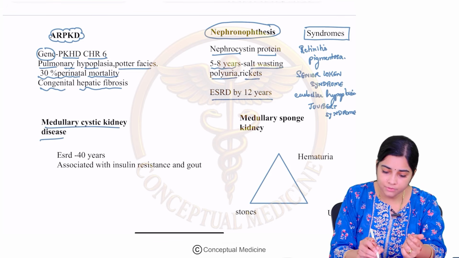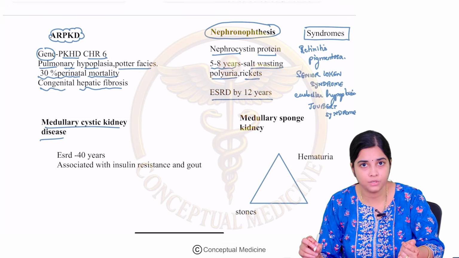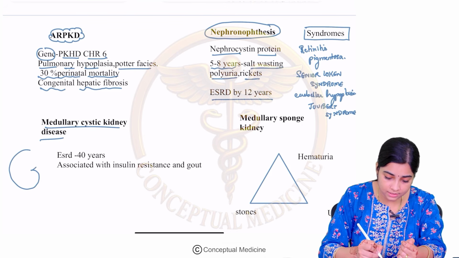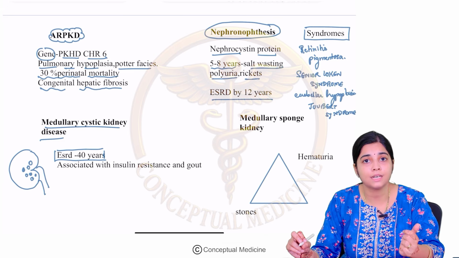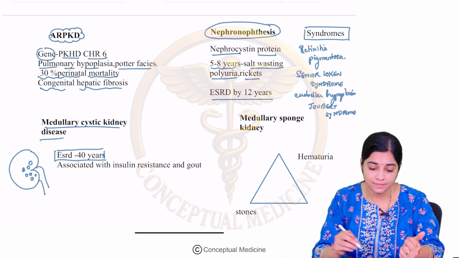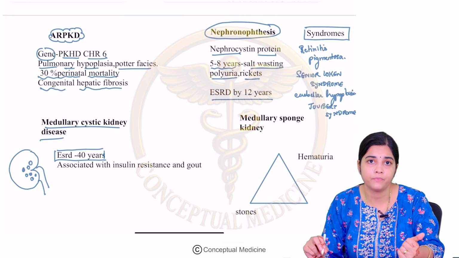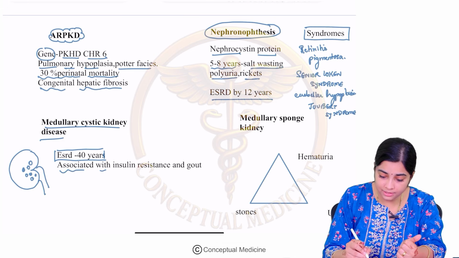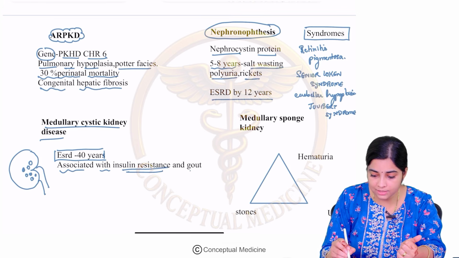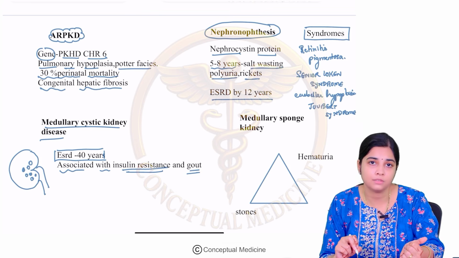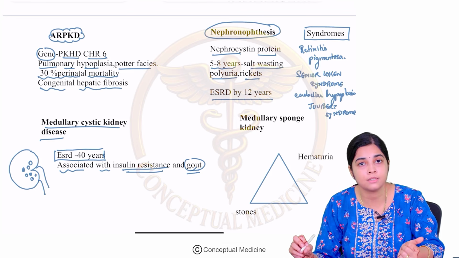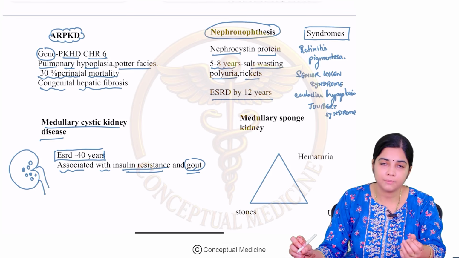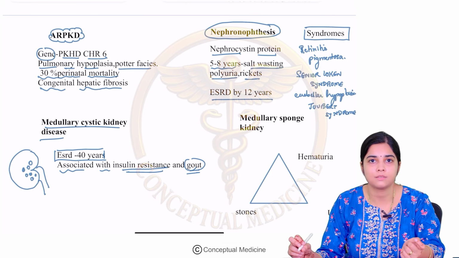Let us look at the next one, which is your medullary cystic kidney disease. So as the name suggests, medullary cystic kidney disease basically means that there are a lot of cysts in your medullary area. Okay. So this disease basically occurs at a little later stage and they have end-stage renal disease by 40 years of age. So the most common associations which are seen with medullary cystic kidney disease are insulin resistance and gout. So middle-aged, most often ladies who have insulin resistance, recurrent episodes of gout, and they go into end-stage renal disease by 40 years of age, you can have an associated medullary cystic kidney disease.